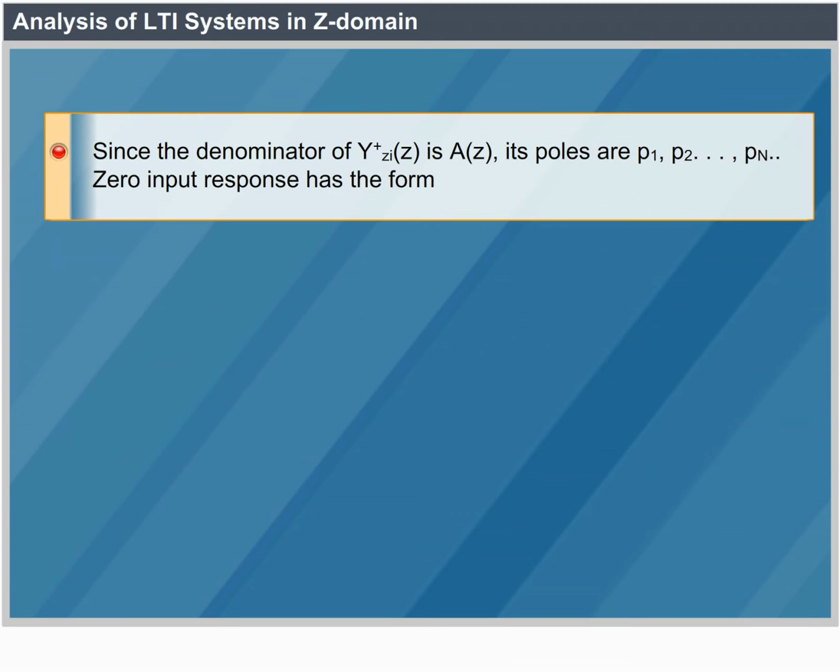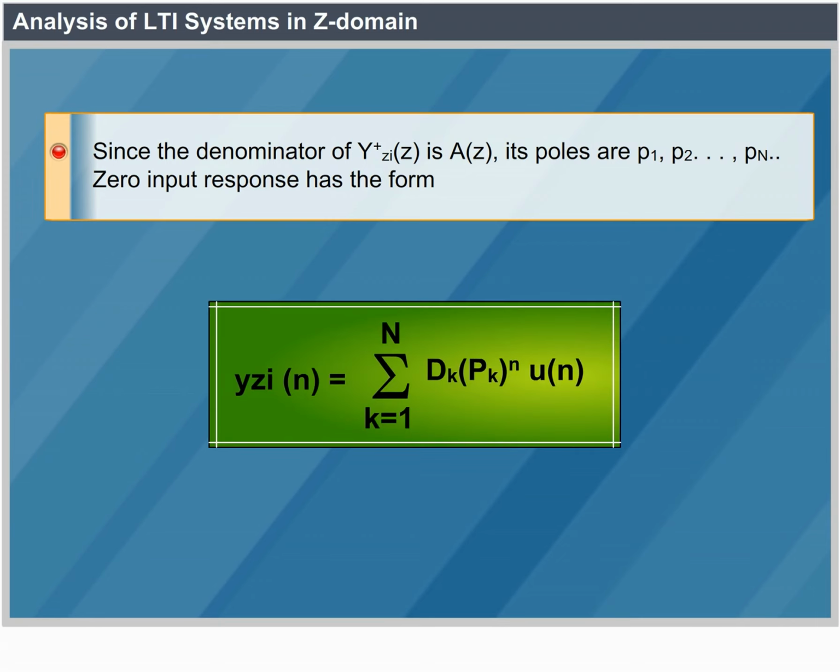Since the denominator of Y_zi^+(z) is A(z), its poles are p1, p2, etc., pn. Zero input response has the form y_zi(n) = summation k = 1 to N of d_k p_k^n u(n).